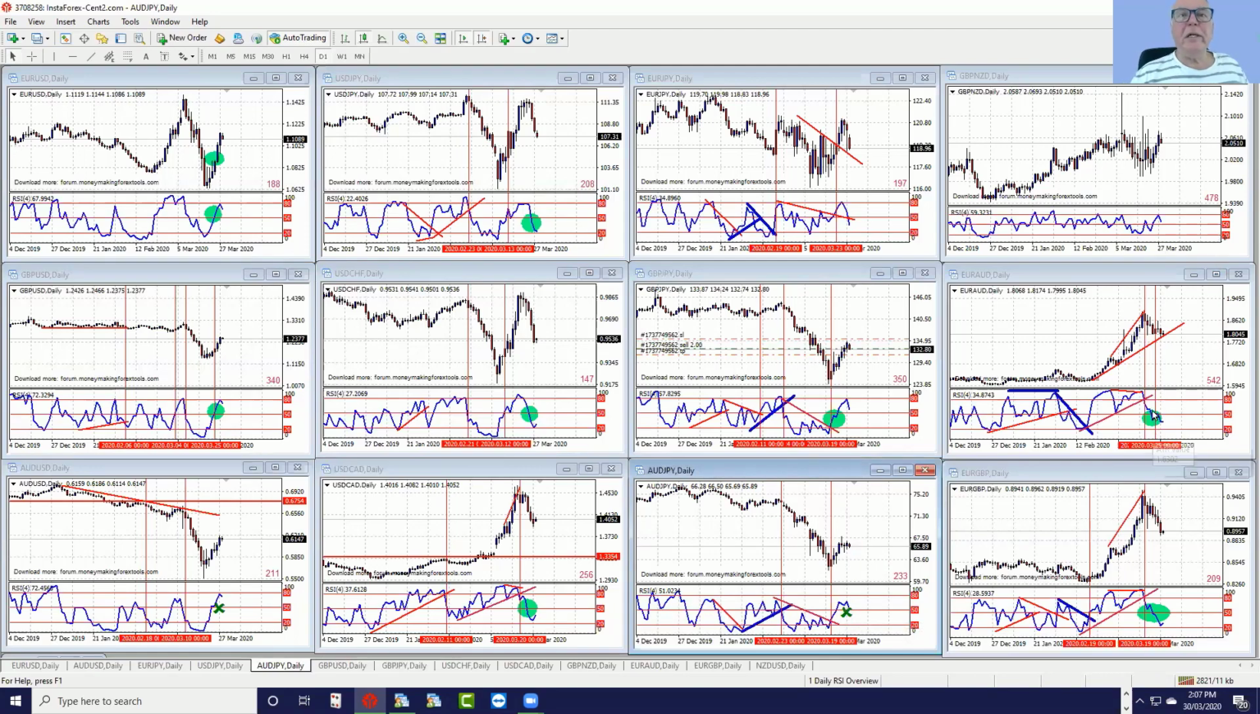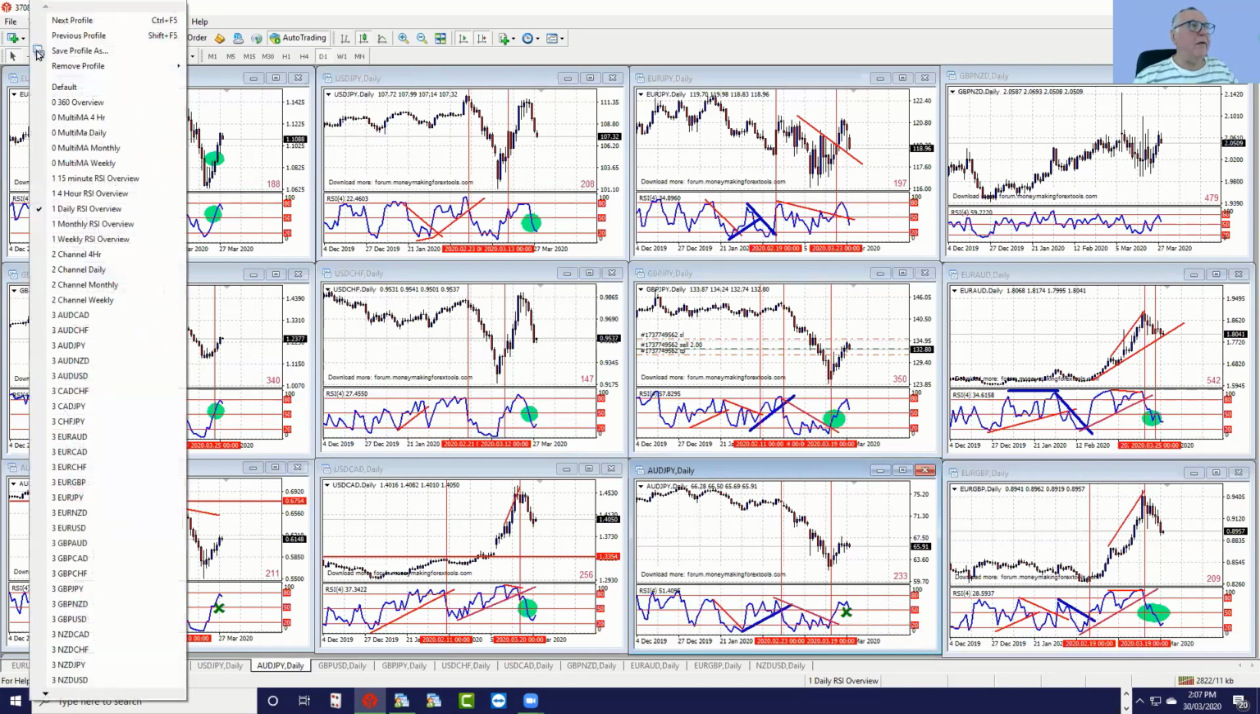And let's have a look. This one was quite good, and that one, but there's nothing brewing at the moment. So we'll move on to the 4-hour charts pretty soon. If you spot anything, just shout, and I'll have a closer look at it.